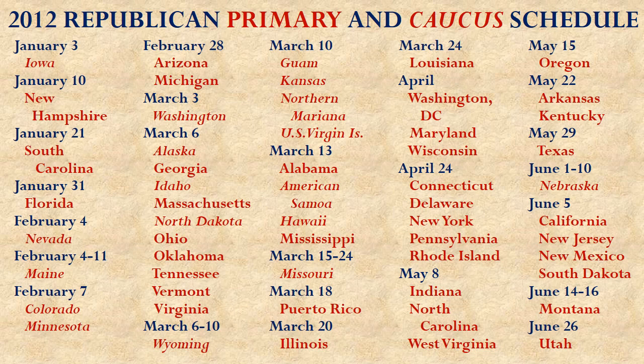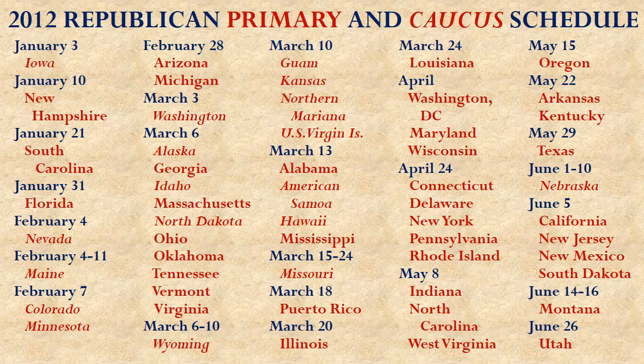So the Republicans here in 2012, when it was time for their primary or caucus in their state, had a chance to go to a poll or to a caucus meeting and let the party know who they would want to see as the nominee. Now, there's a couple things to notice about this calendar.